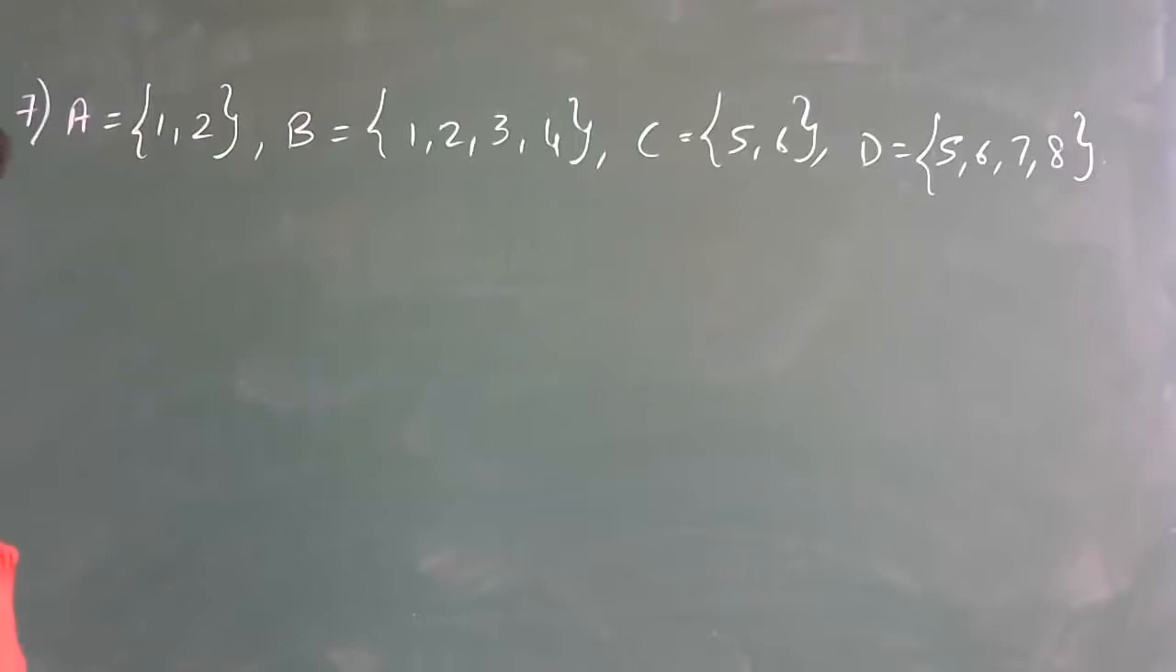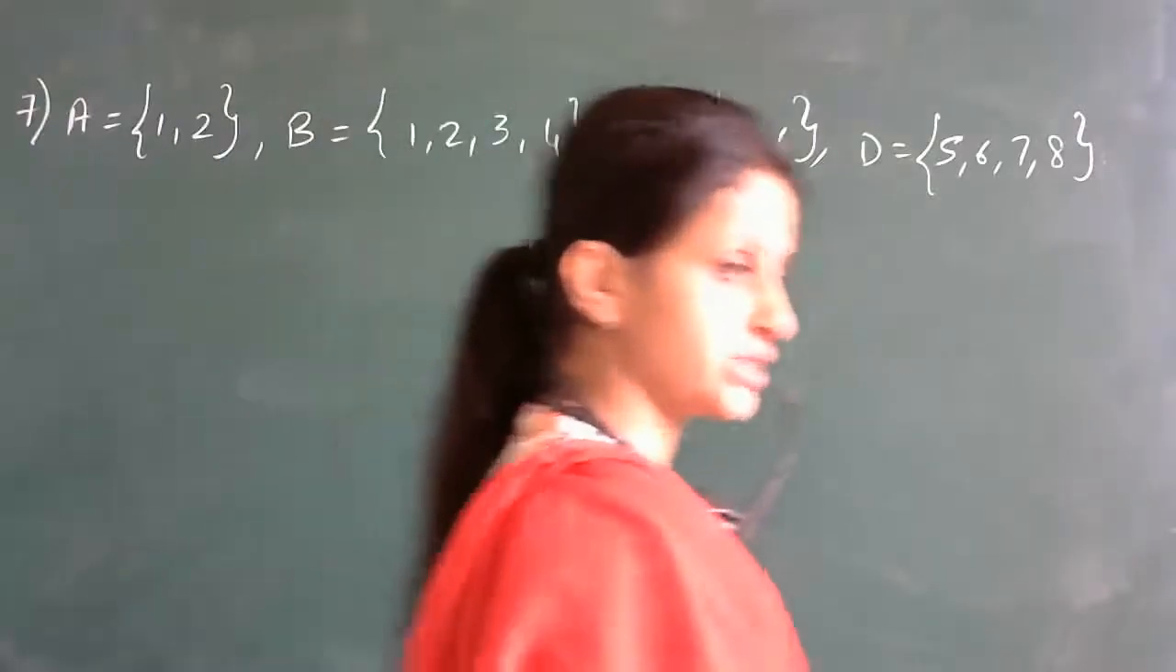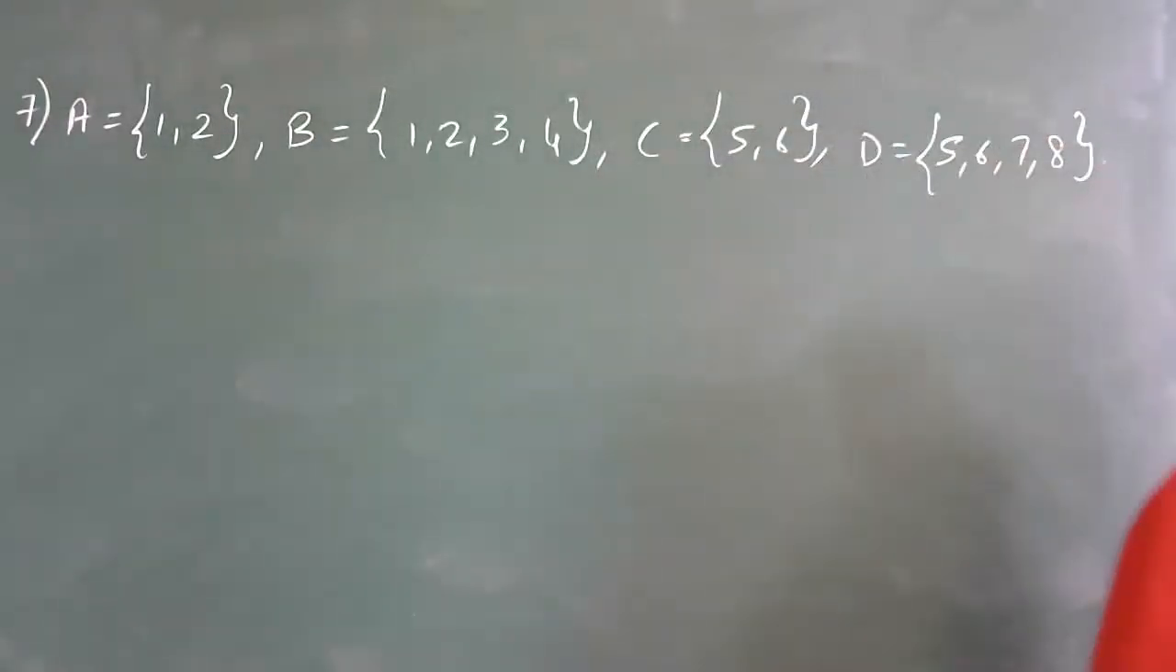Okay. Now let us prove the second one. A cross C is a subset of B cross D. Is it true? Anyone has tried? A cross C is subset of B cross D. Is it true? You have to check it.